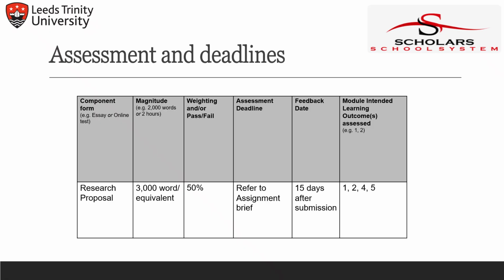For the deadline, please refer to the assignment brief. The students will get the final submission feedback 15 days after the submission on Turnitin. The module intended learning outcomes for this assignment are 1, 2, 4, and 5, and we will have a look at all these learning outcomes on the next slide.